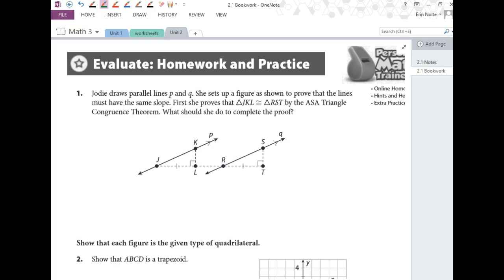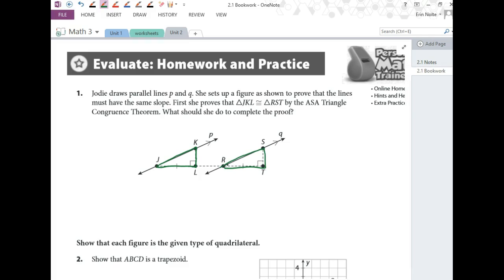Stuff. Okay, so it says Jody draws parallel lines P and Q. She sets up a figure as shown to prove that the lines must have the same slope. First, she proves that triangle JKL, so let's just say, look at where she's looking, JKL is congruent to RST by angle, side, angle.